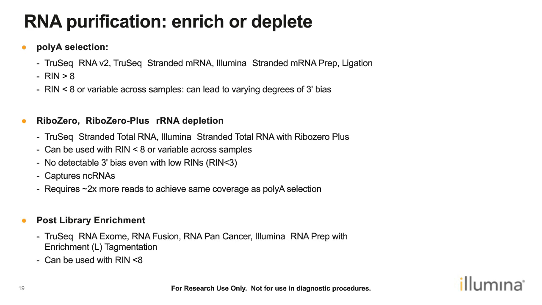The other option that we have is a post-library enrichment approach used in TruSeq RNA Exome, RNA Fusion, RNA pan-cancer, and the Illumina RNA prep with Enrichment Tagmentation kit. And again, these are recommended for those samples of RIN value 8 or less, also known as FFPE samples.